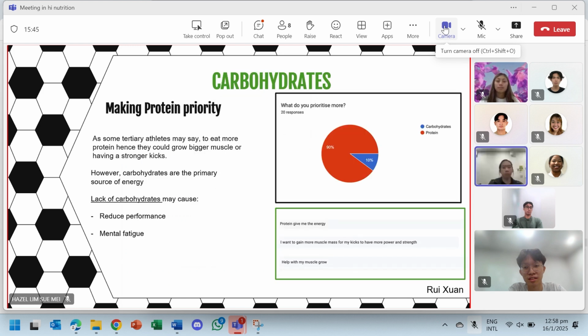Next, we have carbohydrate. Some tertiary athletes may say to eat more protein so they could grow bigger muscle or have stronger kicks. As from the chart below, more than 90% of them will prioritize protein over carbs. However, the primary source of energy should come from carbohydrate itself. Hence, a lack of carbohydrates may cause reduced performance as well as mental fatigue, whereby you lack concentration.